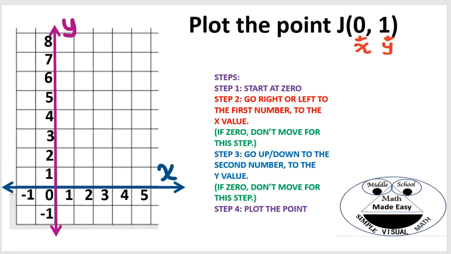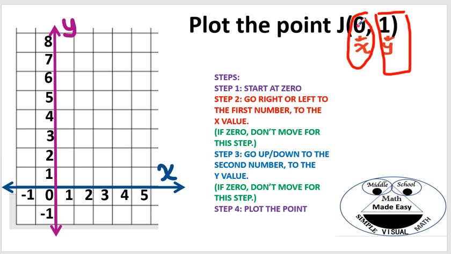So today we're going to continue with plotting points, and we're going to look at how to plot points when there is a zero. A lot of students actually get confused. Where is the zero? So first of all, let's remember our first value is our x value, and the second value is the y value.